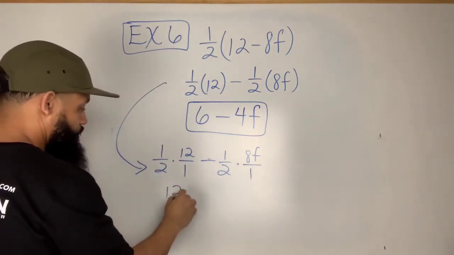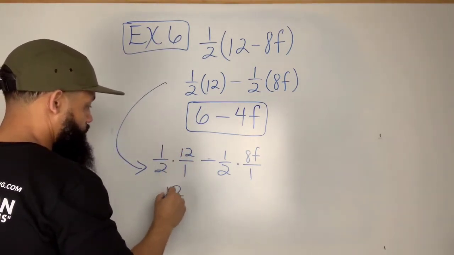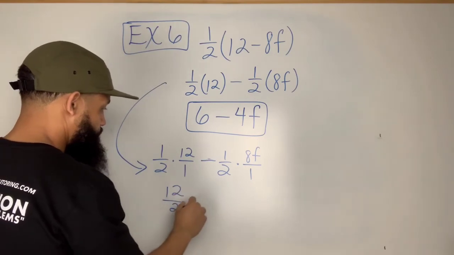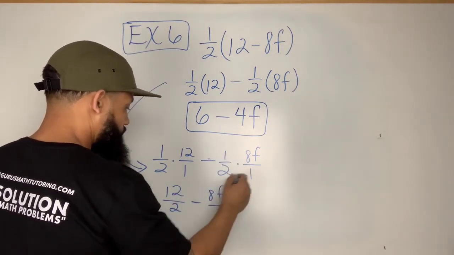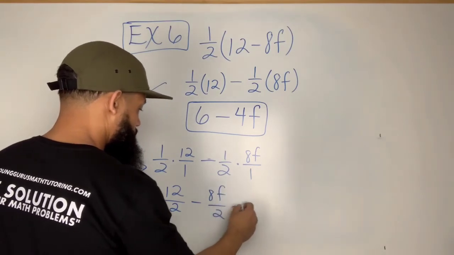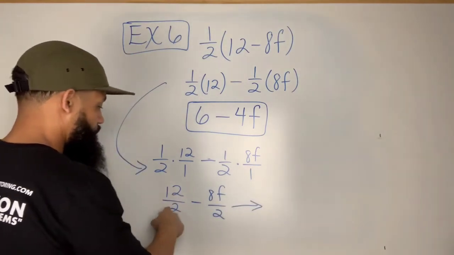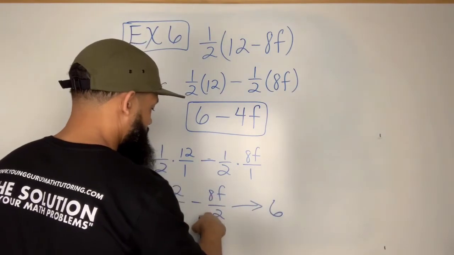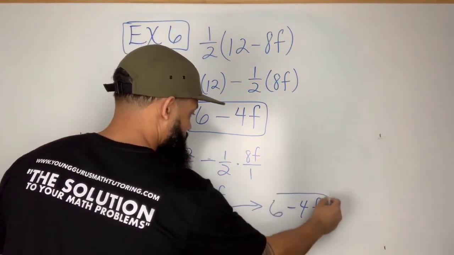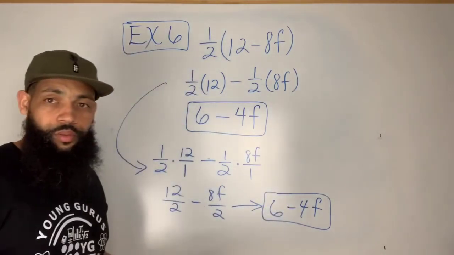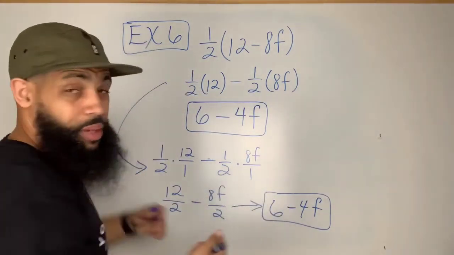Alright, so this gives me 12. 1 times 12 is 12. 2 times 1 is 2. Minus 1 times 8f is 8f. 2 times 1 is 2. Okay? So then from there, 12 divided by 2 is 6. 8 divided by 2 is 4. So, same answer. Okay? Just two different methods.